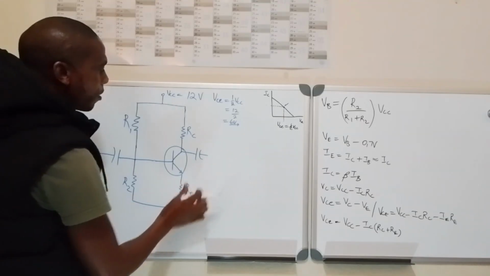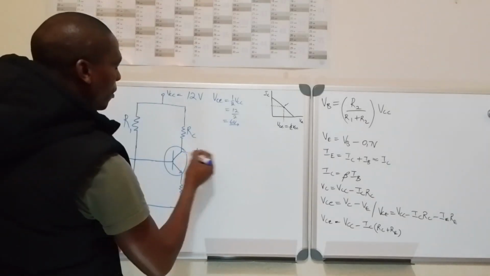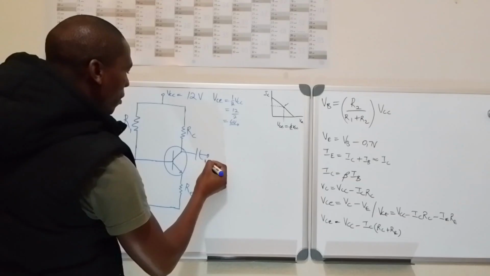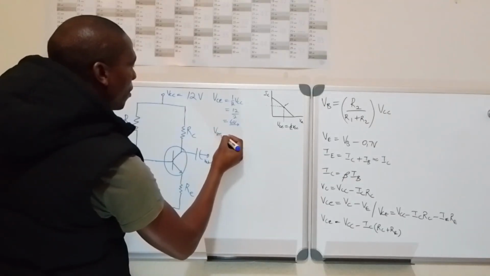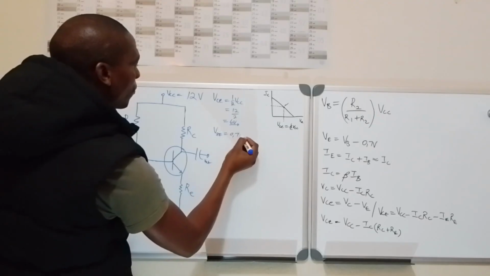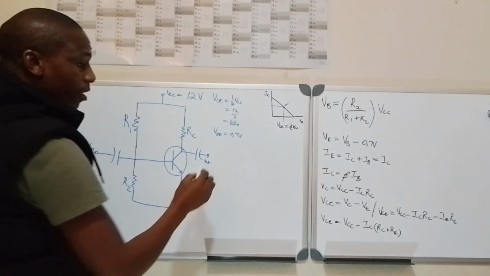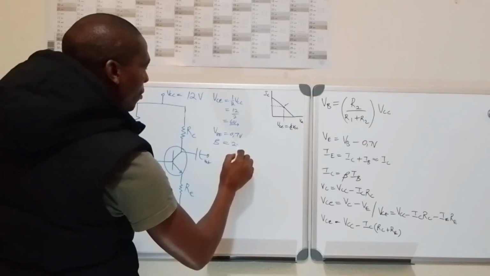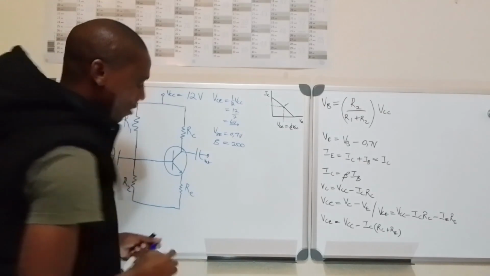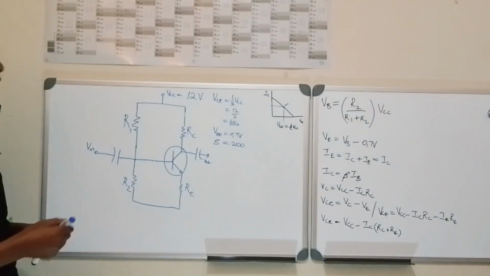Let me make a space here. Now let's assume that this is a silicon transistor. So we already have VBE equal to 0.7 volt. And we are given that beta is equal to 200. What is beta?